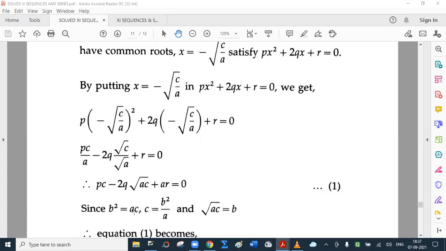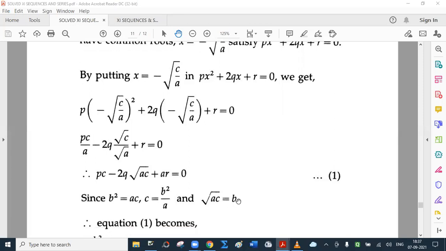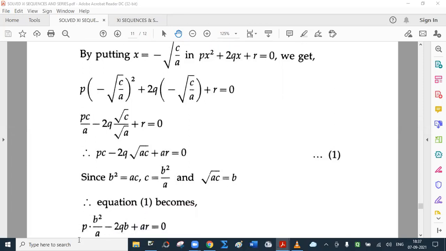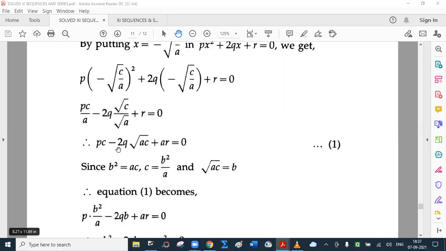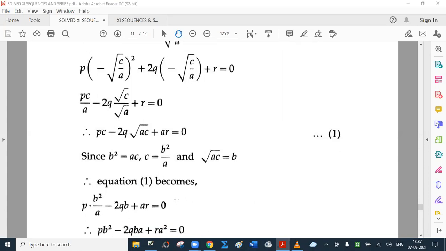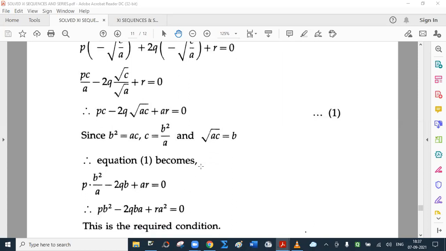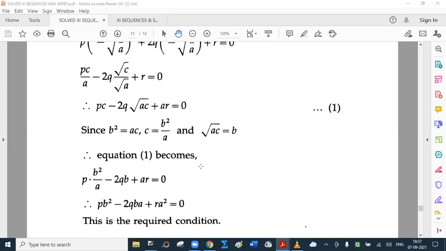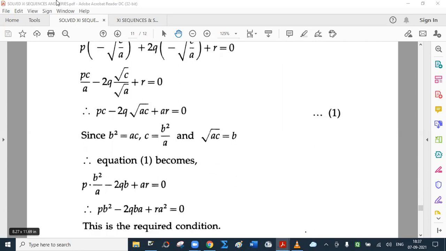Now b square is ac. So what is c? b square upon a. And what is root ac? It is nothing but b. So equation 1 becomes p into b square upon a minus 2q into b plus ar equal to 0. Multiply throughout by a to get p b square minus 2q b a plus r a square equal to 0. This is the required condition.